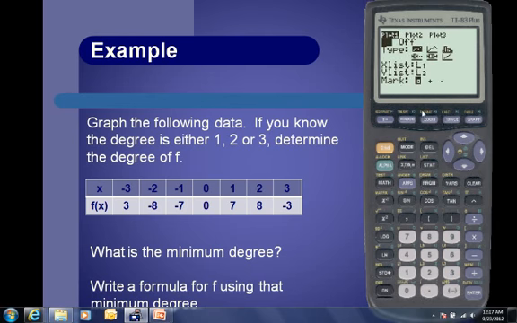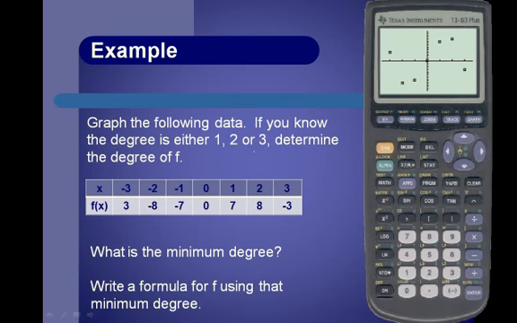To select it, we can go to zoom 9, which is zoom stat, and we just want to see a picture of our graph. You'll notice that the graph comes down and then goes back up and then comes back down. If it was of degree 1, it's linear, and this is obviously not linear. Degree 2 is a parabola, and this is not even the shape of a parabola. So this tells us by looking at the picture that this data is of degree 3.